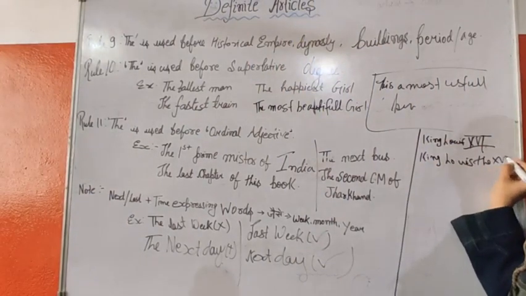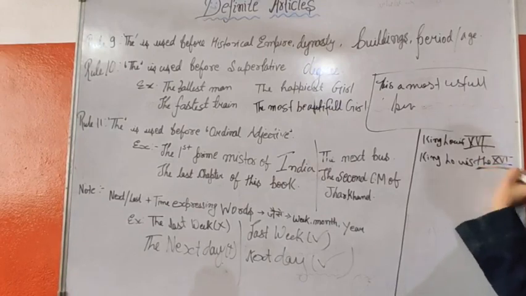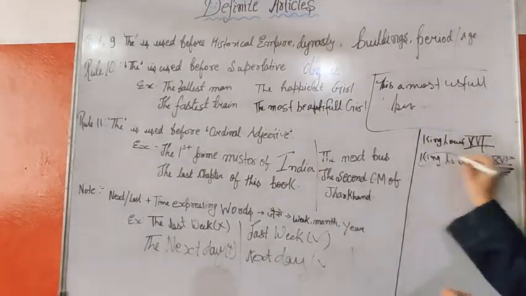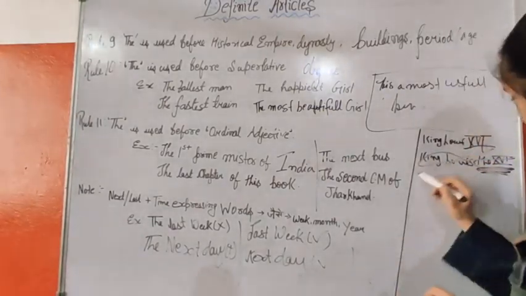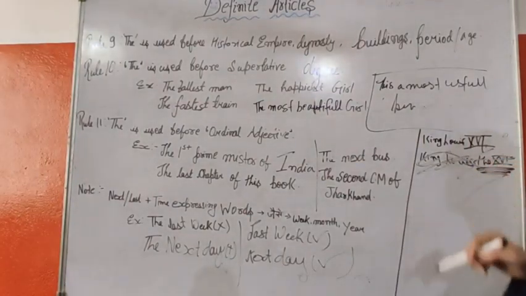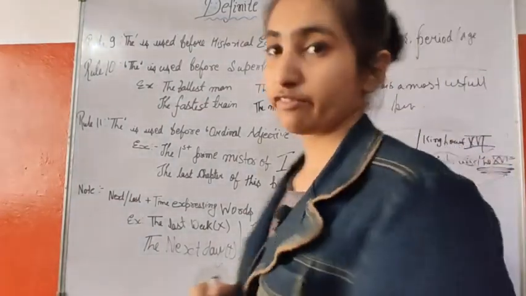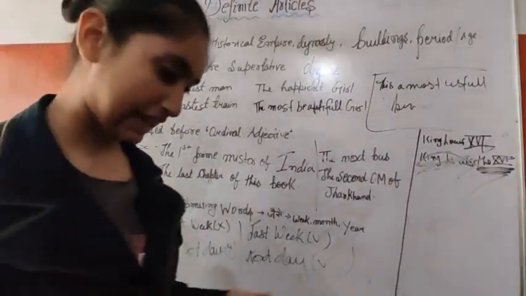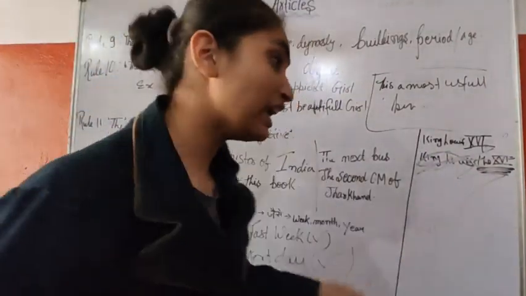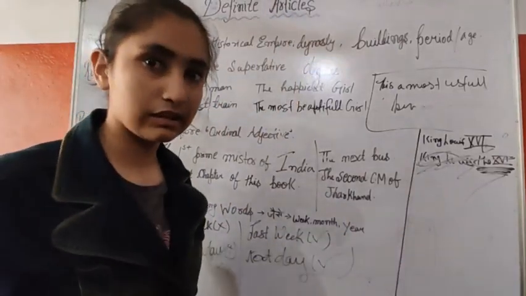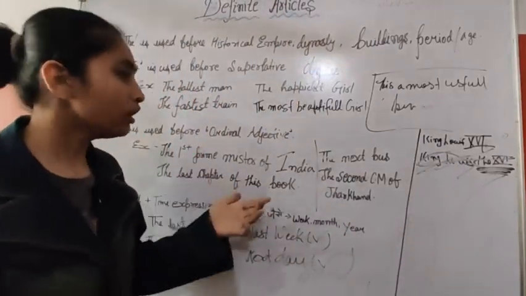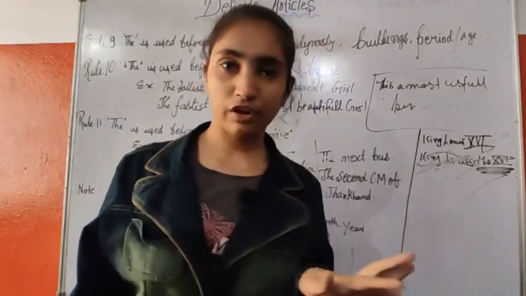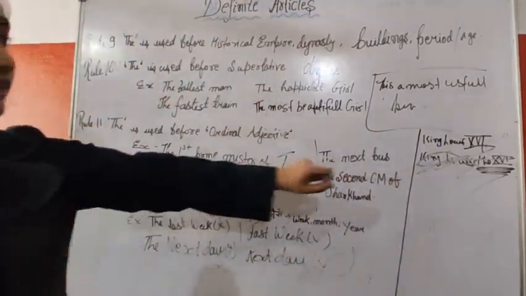Okay, so "the" is never used before a Roman number or Roman figure. If you say "the King Louis the 16th", it will definitely be wrong, but if you say "King Louis 16", it will be right. For example, Queen Elizabeth II. You cannot say "Queen Elizabeth the second". Got it? So "the" is not used before the Roman figure.